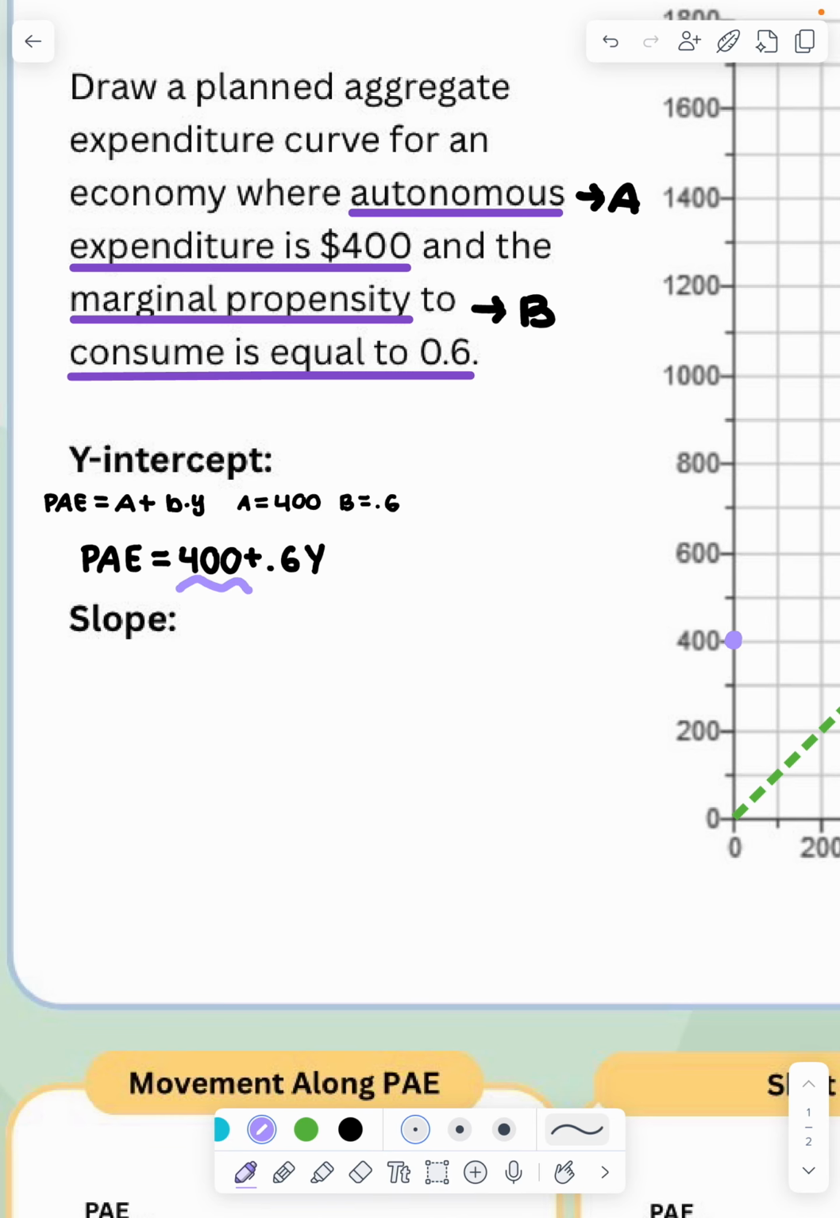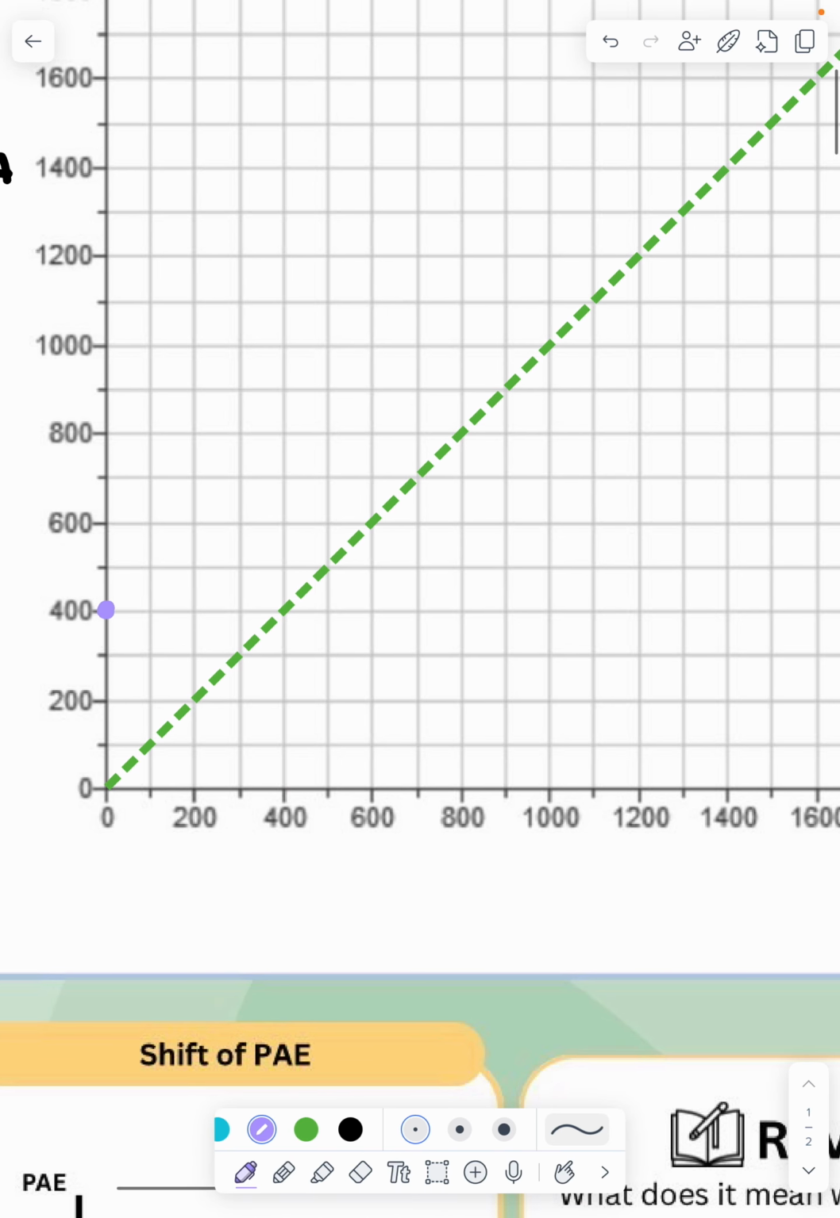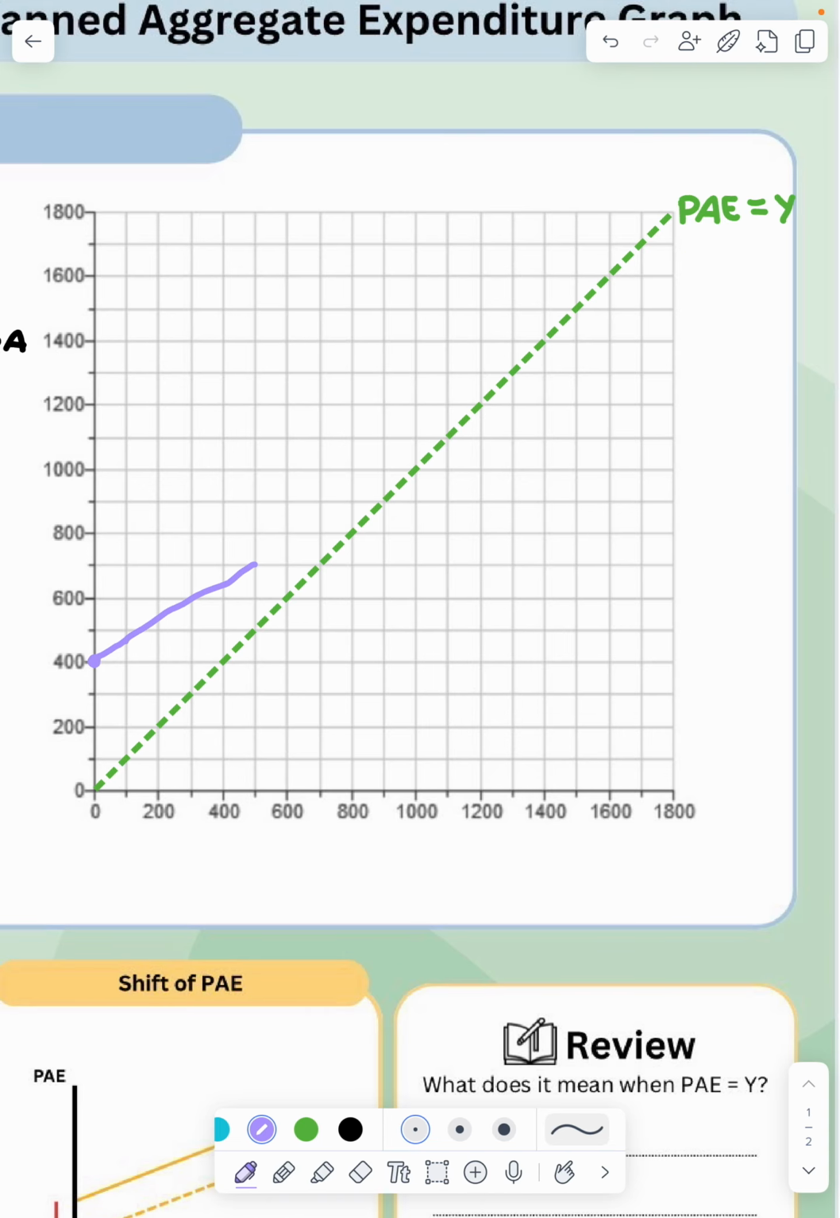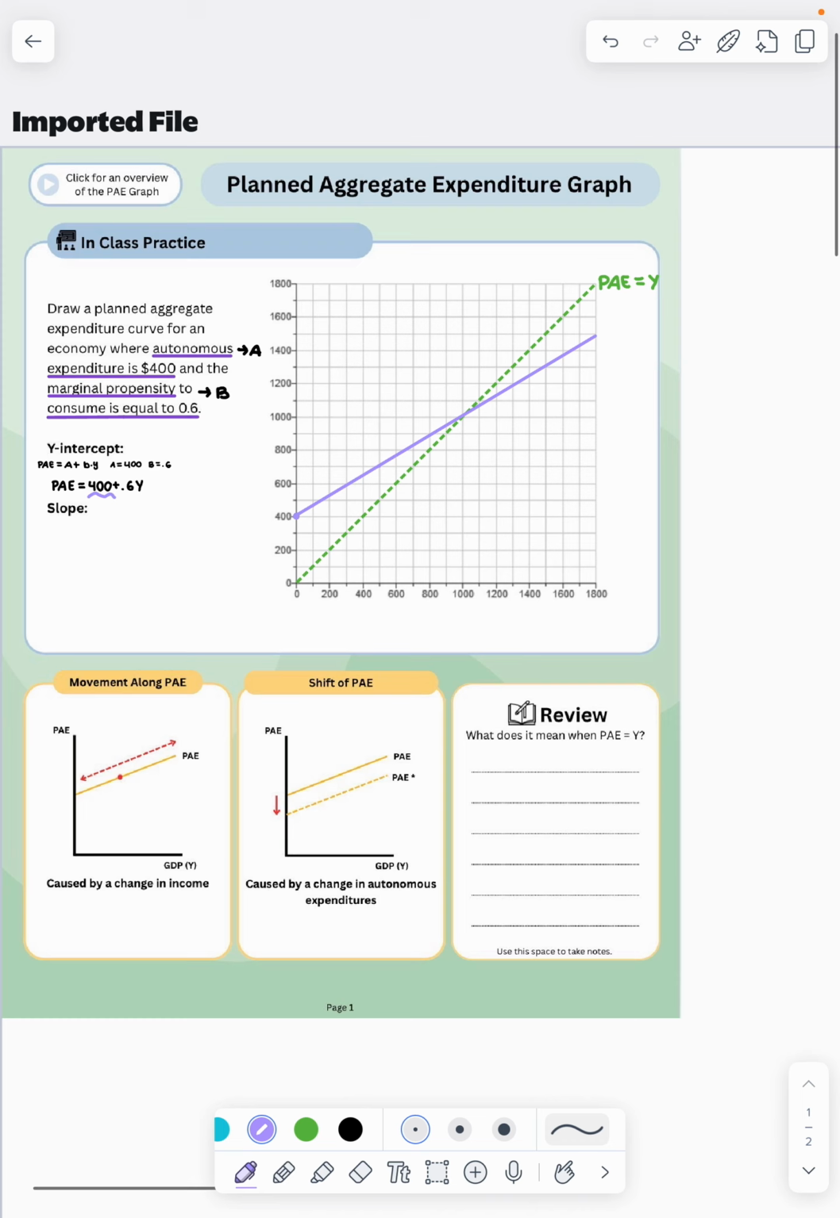And then we're going to increase. If the Y increases by 100, the PAE curve increases by 60, which is what the 0.6 means. So another point would be 100, 460, which would be just about right there, or 500, 700, which would be right there. And then we're just going to continue this line all the way through all of those points and make it solid. And that is how you draw your planned aggregate expenditure graph.